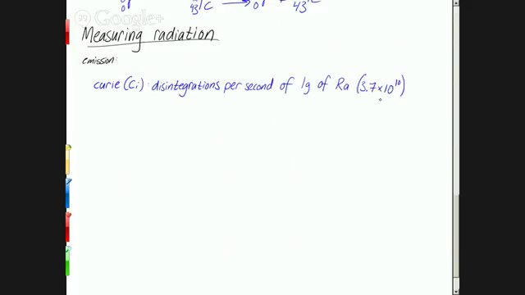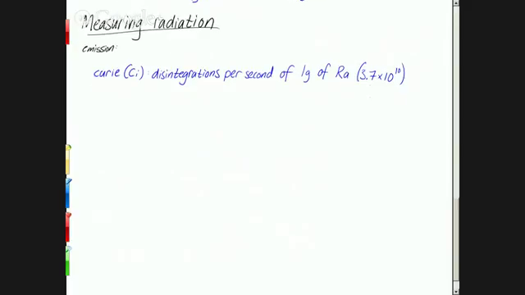So a big number. In 1 second, 1 gram of radium will give off 3.7 times 10 to the 10th particles, or it'll do that many disintegrations. Each disintegration is like one reaction for one atom that we looked at last time. And that's an alpha emitter, so that's one alpha particle emitted.